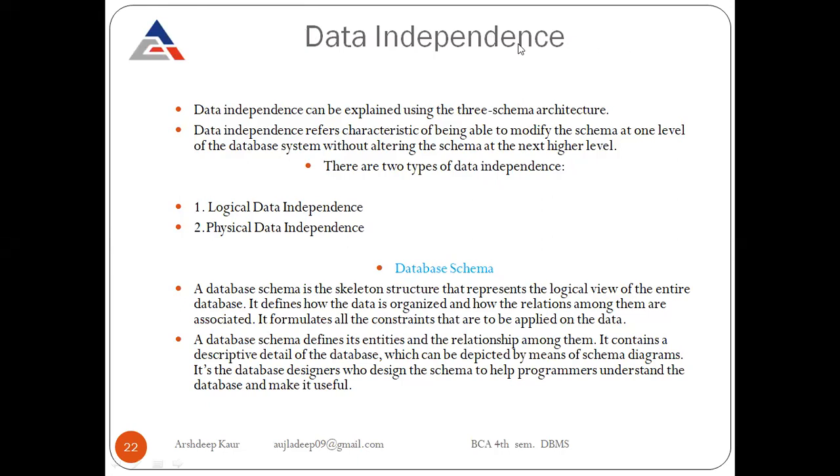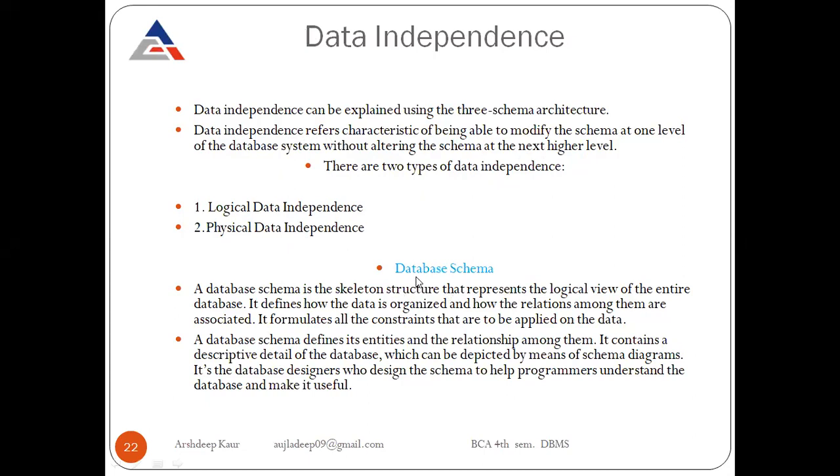Next heading is data independence. Data independence refers to the characteristic of being able to modify the schema at one level of the database system without altering or modifying the schema at the next higher level. So data independence means we have three levels. If we make a change at one level, it does not reflect back to the remaining levels of the schema. We have two types of data independence: logical data independence and physical data independence.